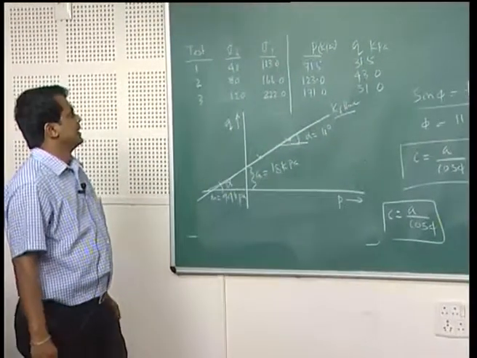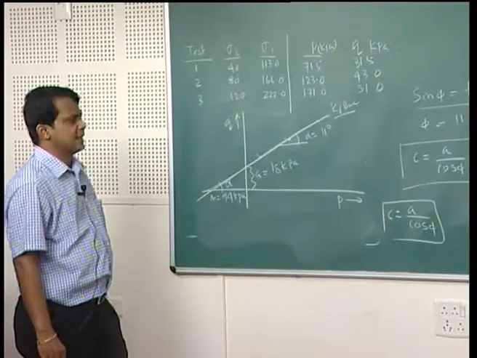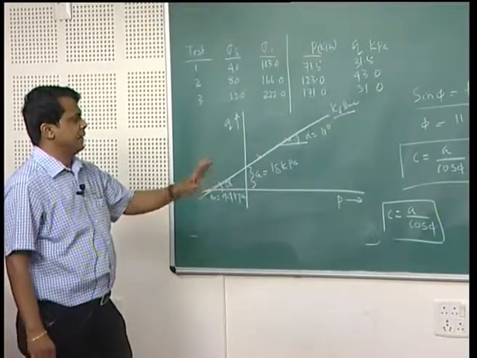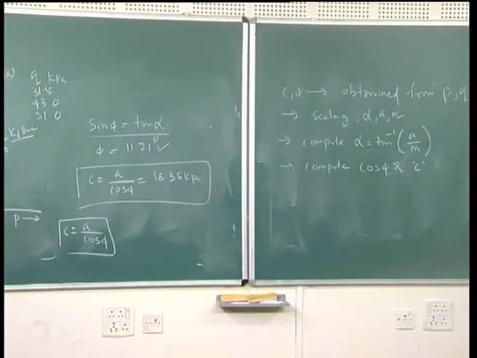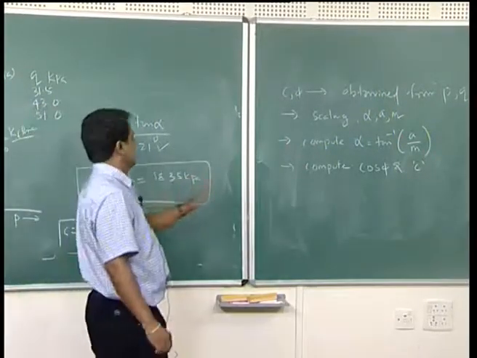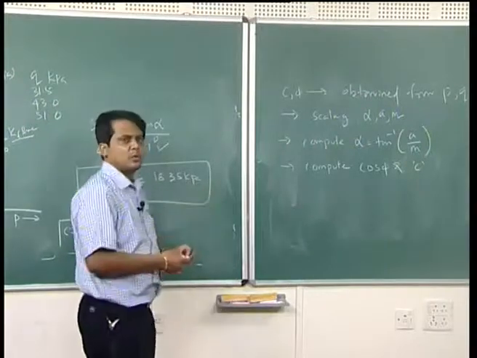That means once a set of triaxial results is available, I can get the PQ diagram. From there I can get C and phi, or I can plot the Mohr circle and get C and phi directly. We will discuss more in the next class.